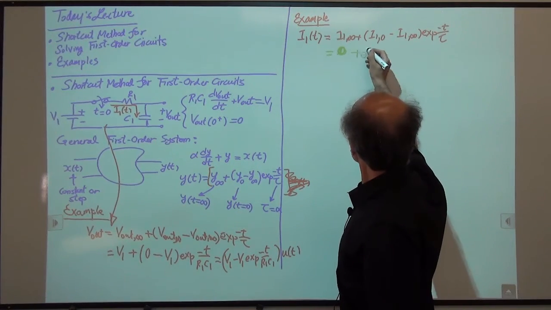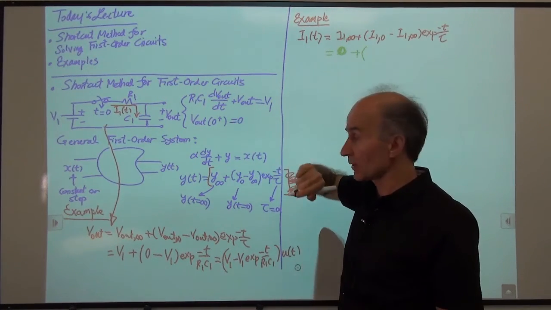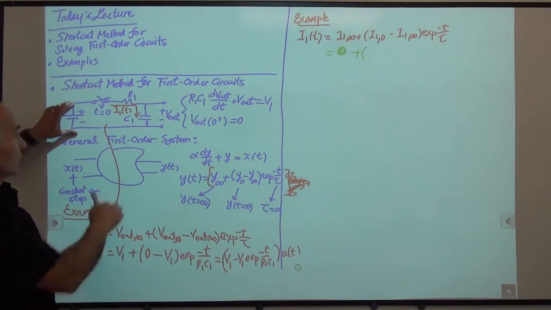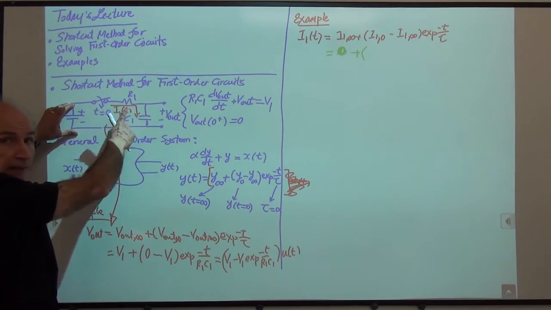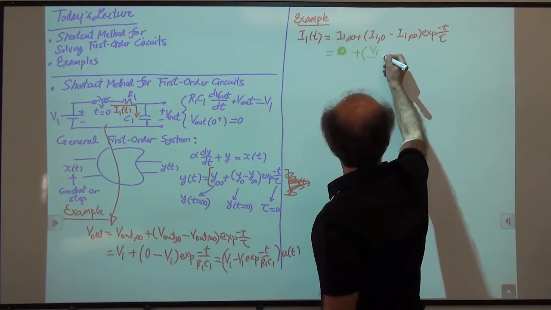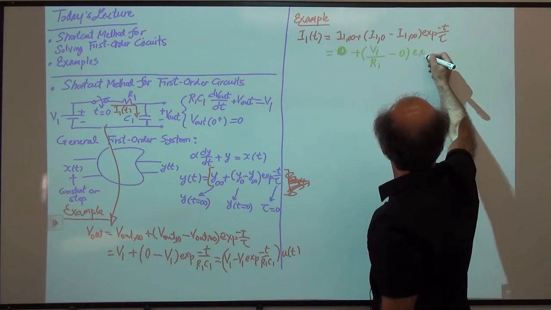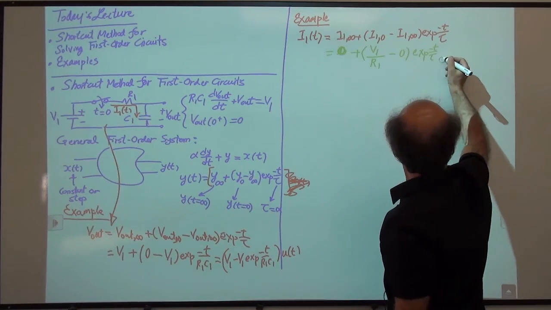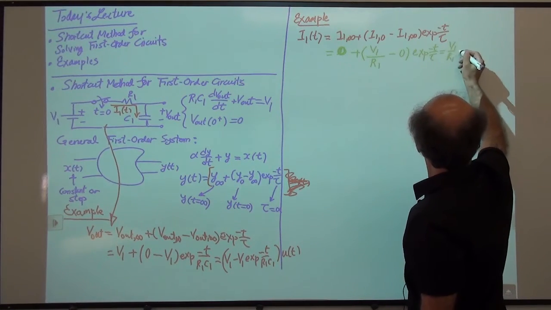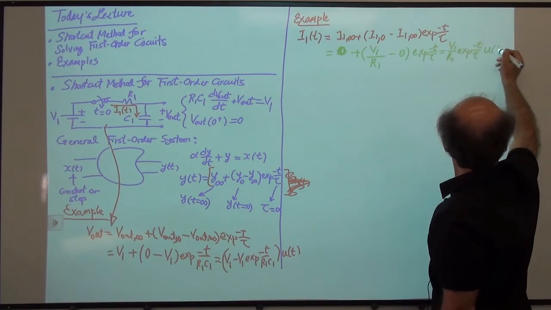Plus I1 at time 0. How much is I1 at time 0? We can find it by inspection. At time 0, this has no voltage. This has a certain voltage. So this voltage minus this voltage over the resistance is the current. So that would be V1 minus 0 over R1. Then minus 0 times e to the minus t over tau. And that would be just V1 over R1 times e to the minus t over tau, and then u of t.